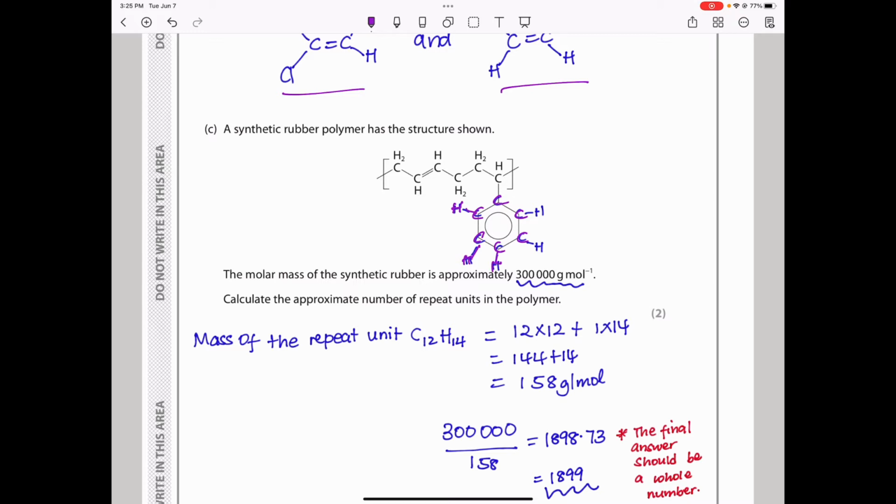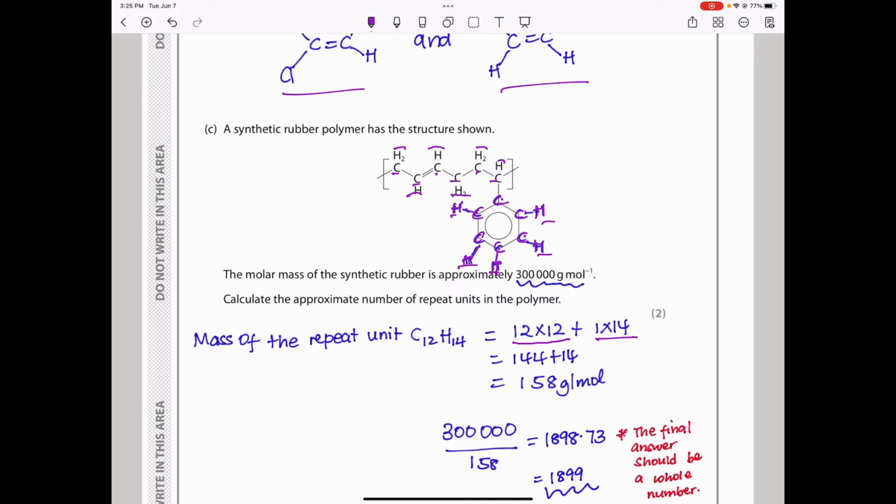Remember, in a benzene ring, each carbon is going to have one hydrogen. And then we can count. The carbons are 1, 2, 3, 4, 5, 6, 7, 8, 9, 10, 11, 12. We have 12 carbons within the repeat unit. That's why you see the carbons are 12 times 12. And the hydrogens are going to be 1, 2, 3, 4, 5, 6, 7, 8, 9, 10, 11, 12, 13, 14. Yeah, there are 14 hydrogens.